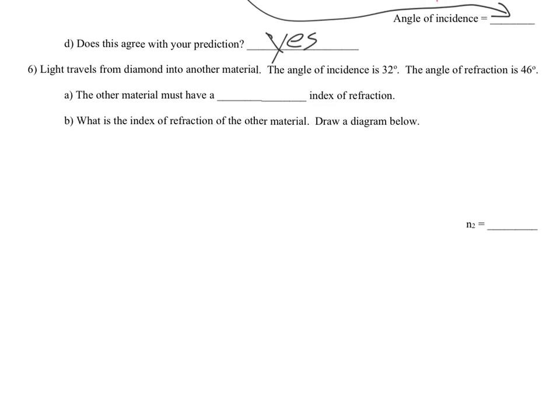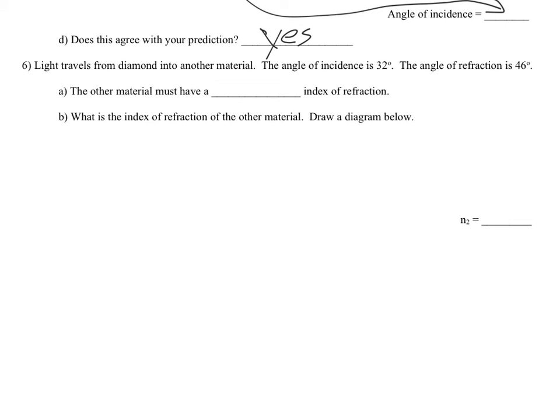Now we're looking at number 6, the final one. So light travels from diamond into another material. So right away, you know that diamond, N1, is 2.42. Into another material you don't know, that's your missing material, so N2 is unknown. The angle of incidence, theta 1, is 32 degrees. The angle of refraction, theta 2, is 46 degrees. I don't even know what the question is asking for yet, but I have a lot of information already.